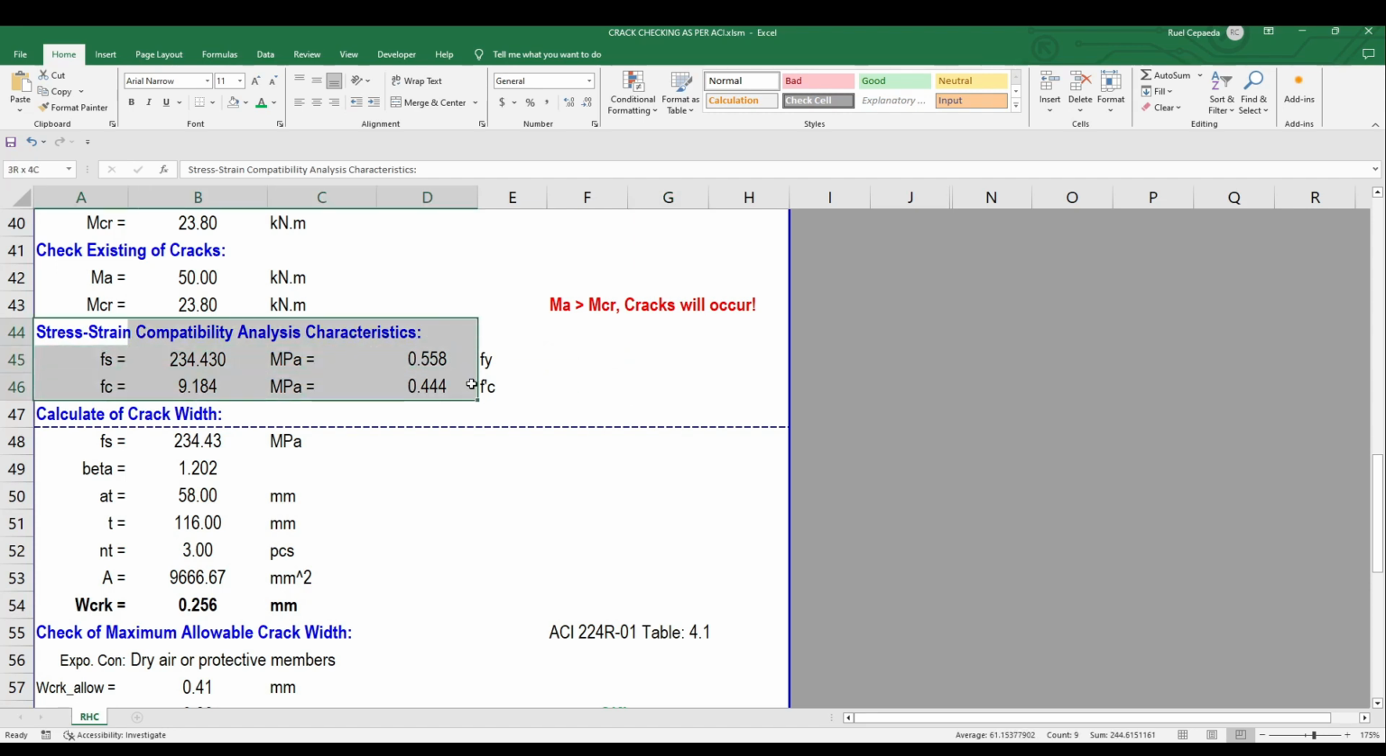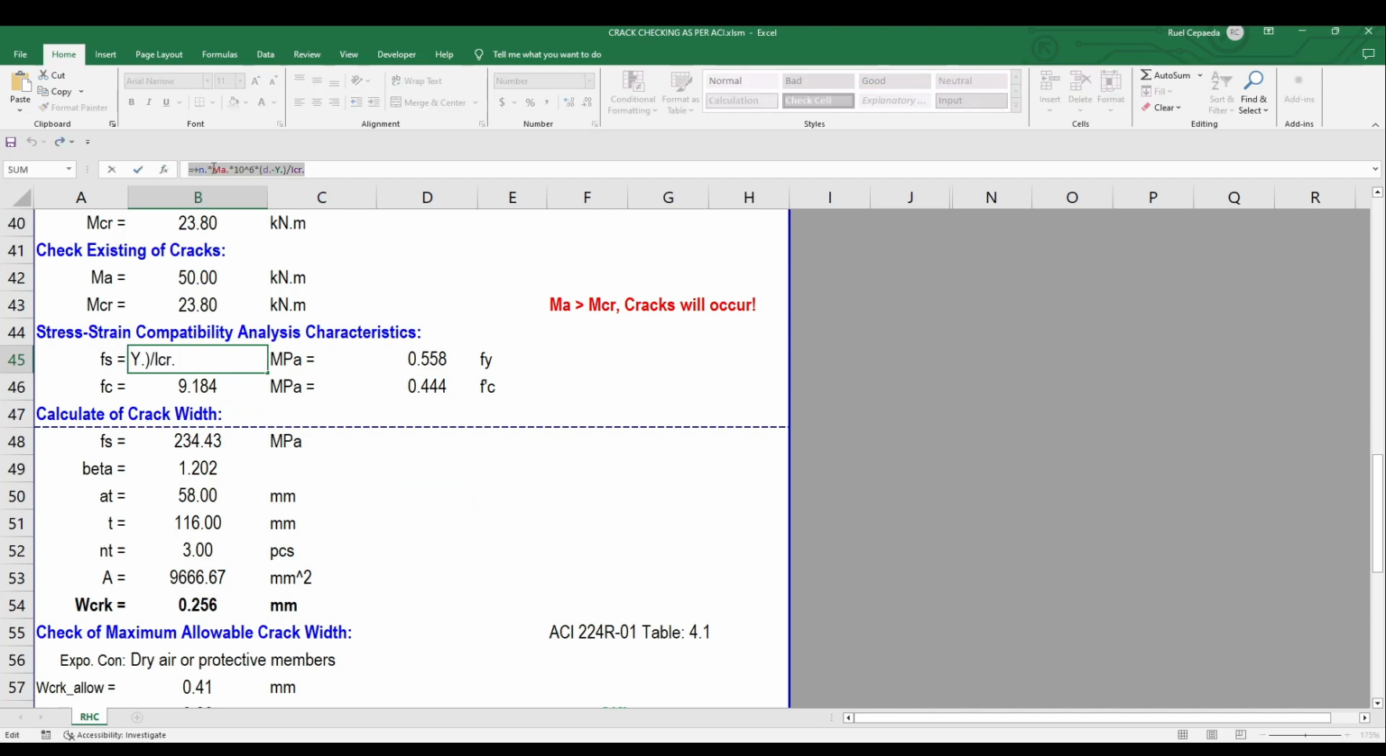So, pero i-check natin kasi nga nag-occur yung crack. So, stress strain compatibility analysis characteristics. So, kailangan natin kunin yung FS. So, ano yung FS? Yung FS na yan is the steel tensile stress at service load level. Okay? So, ang formula niyan is the modular ratio times the service moment. Then, kailangan natin i-multiply by 1 million para consistent yung unit. Then, multiply natin sa quantity depth minus the neutral axis depth over the moment of inertia under crack section, ICR.